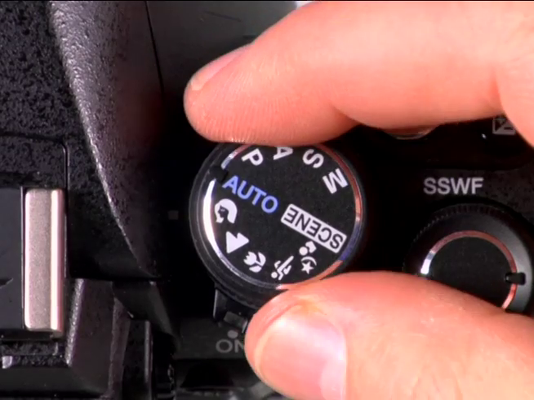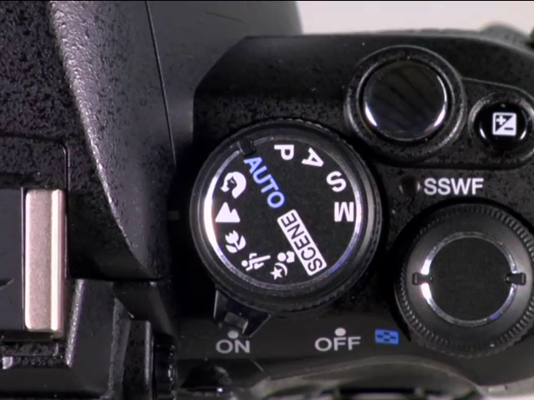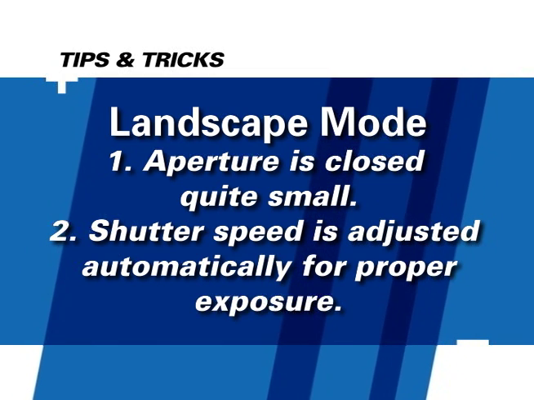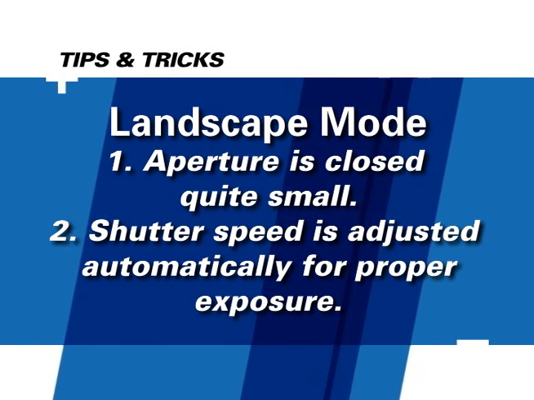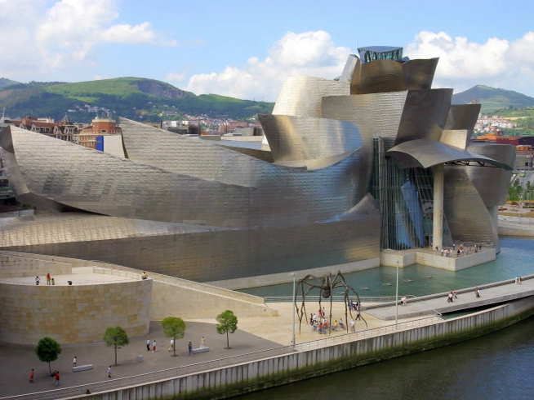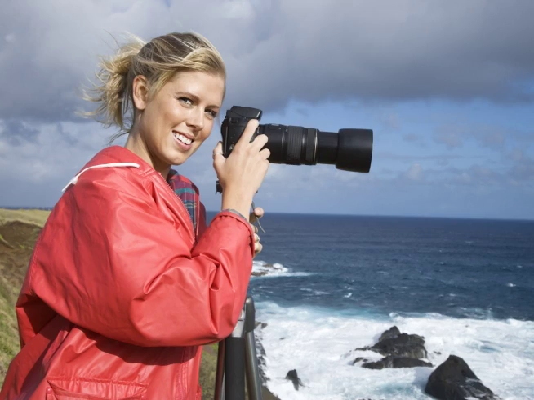The next mode is the landscape mode. In this mode, the aperture will have a narrow opening, creating a very long depth of field. The camera will then adjust the shutter speed to get the proper exposure. This mode will give you a sharp focus in both the foreground and the background. In this setting, the shutter speed can get pretty slow, so be sure to steady your camera or use a tripod to avoid camera shake.